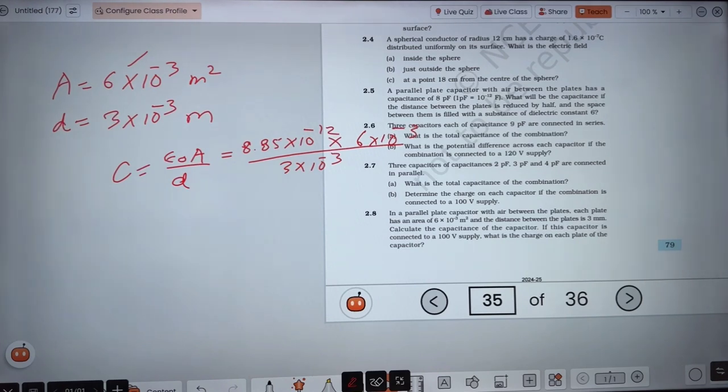Then what is the next part? The next part says what is the charge on each plate. So charge Q equal to CV. C you have found from here. Put that value, and voltage is given as 100. Multiply by 100. You will get the answer. Now we are going to take other questions.